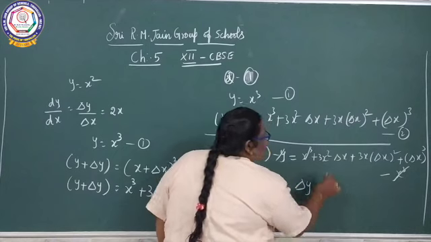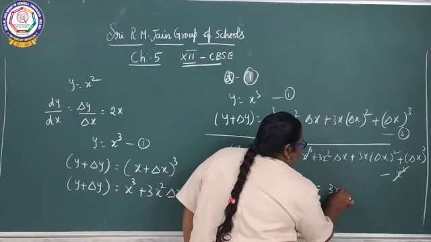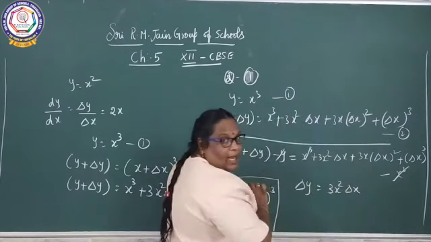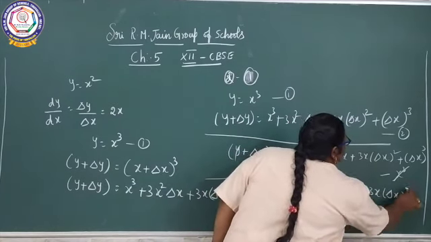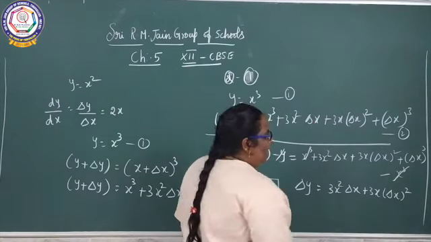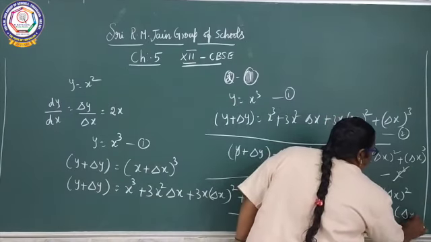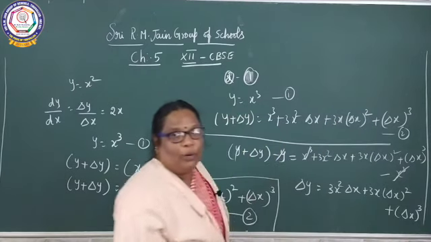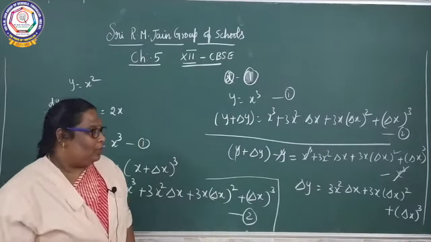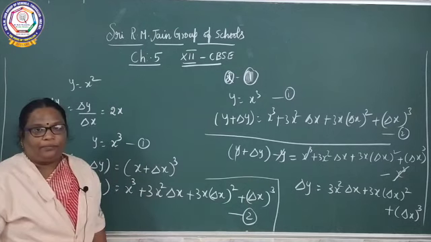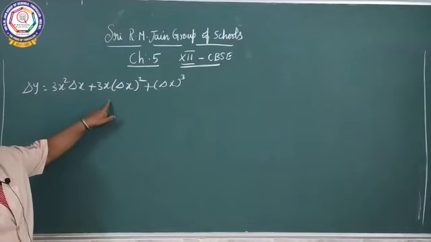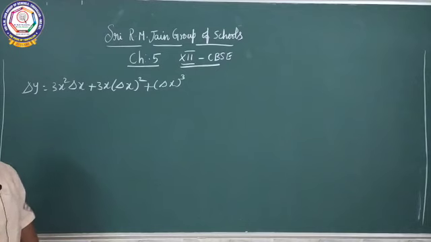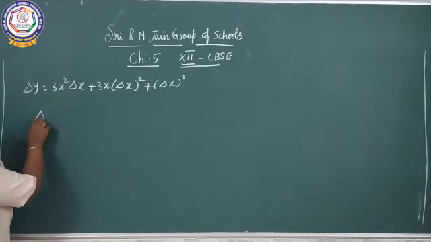Delta y equal to 3x square delta x plus 3x delta x the whole square plus delta x the whole cube. What is the next thing we have to do? What is the last step? Delta y equal to 3x square delta x plus 3x delta x the whole square plus delta x the whole cube. Then what is the next one?